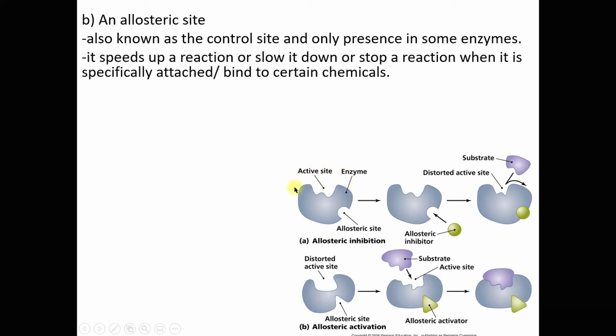So meaning to say, if this enzyme is already bound with a substrate, obviously this enzyme will hydrolyze that substrate or break down that substrate, right? But in the process of breaking down the substrate, let's say suddenly an allosteric inhibitor attaches to the allosteric site. What will happen? The substrate will not be broken down.